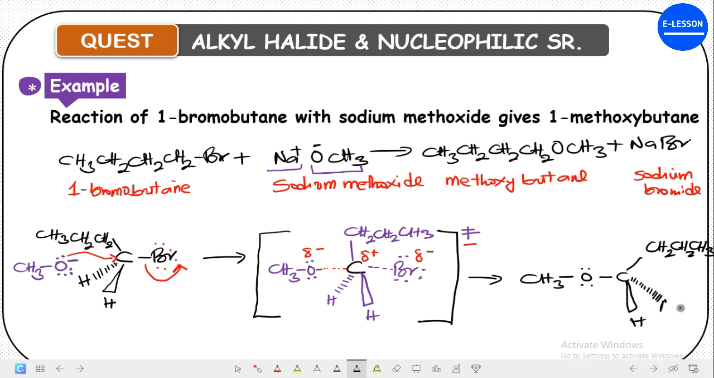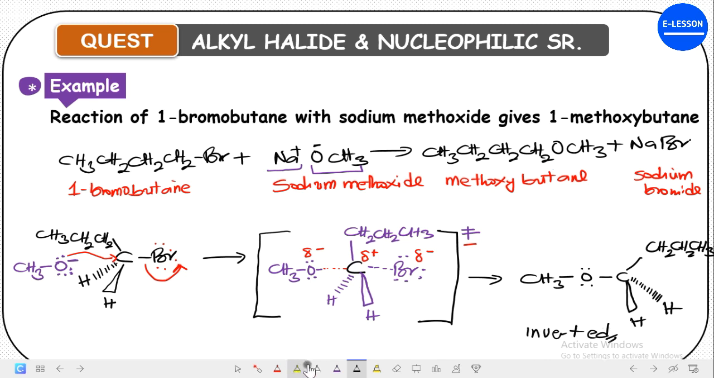These things are very, very significant. That is to tell you that the configuration is what? Inverted. So this is the inverted configuration of SN2. SN2 usually gives products that are of inverted configuration relative to the initial product.